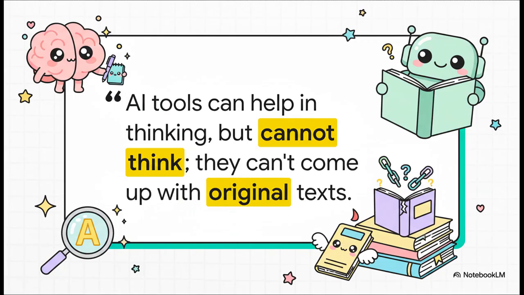And this quote right here, it just nails it. This is the foundation for this entire conversation. An AI can help you think, it can be a sounding board, but it can't do the thinking. And because of that, it can help you write, but it can never, ever create something truly original. Its whole universe is just the data it was trained on.